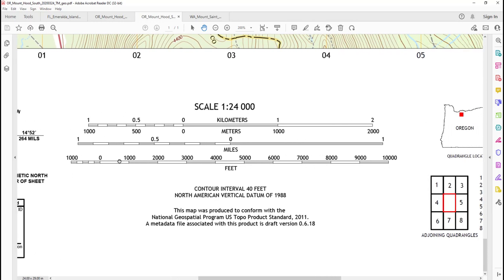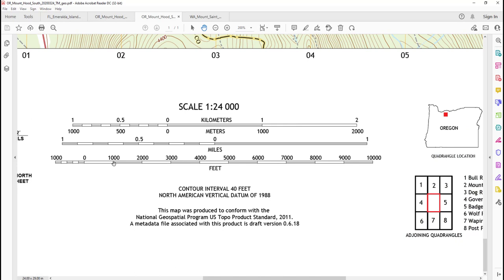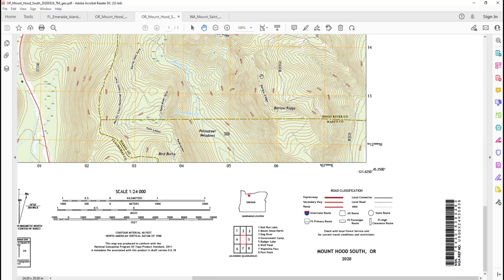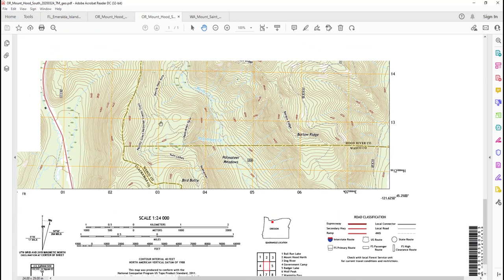Then we have a scale. We have a ratio scale, 1 to 24,000, right? So that means that 1 inch on the map equals 24,000 inches on the ground, or 1 centimeter on the map equals 24,000 centimeters. It's just a ratio. It doesn't matter what unit you use. Now, for our purposes, if you're going to use that ratio scale to measure something, make sure your magnification is set at 100. That way, that really is.